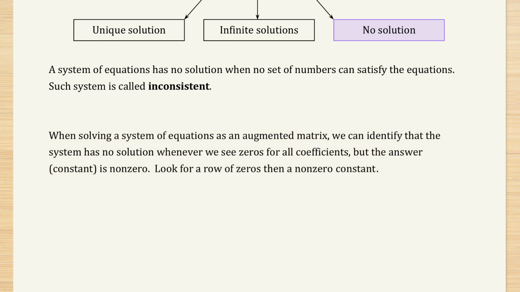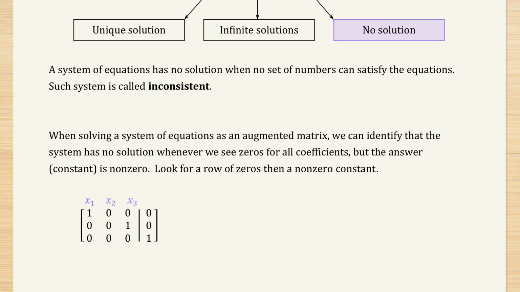We can write a system of equations as an augmented matrix and solve by row reduction. As soon as we see all zeros for coefficients and a non-zero constant, we know that the system has no solution. In fact, it is not necessary to row reduce to row echelon form or reduced row echelon form. Here are some examples of augmented matrices that show the system has no solution.